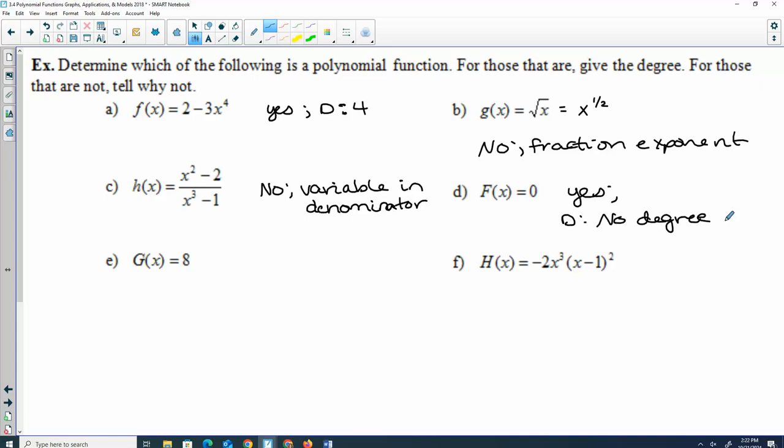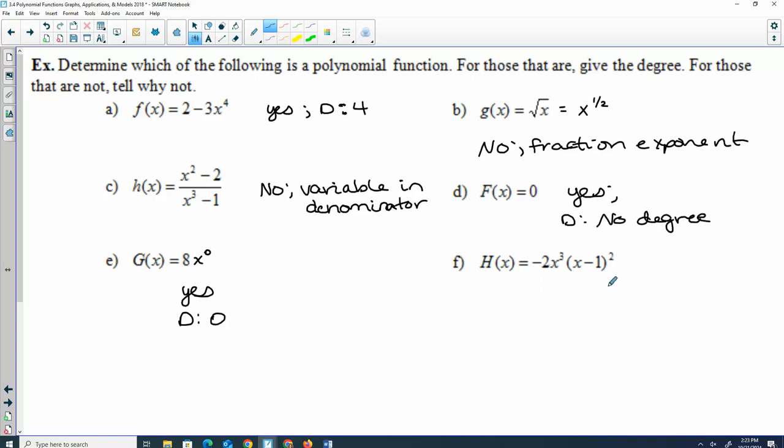Now E, is that one a polynomial? I mean, didn't break any rules, did it? Do I have fractions or negative exponents? No. It's a constant. It is a polynomial. The degree. Okay, 8 is not the same thing as 8x, is it? What's the power on the x have to be? 0. So the degree here is 0. Because in general, a constant has no variables with it. Degree is kind of like how many variables do you have.